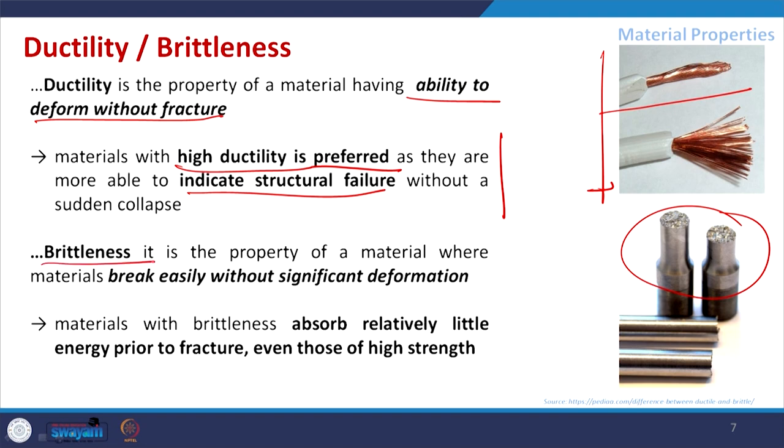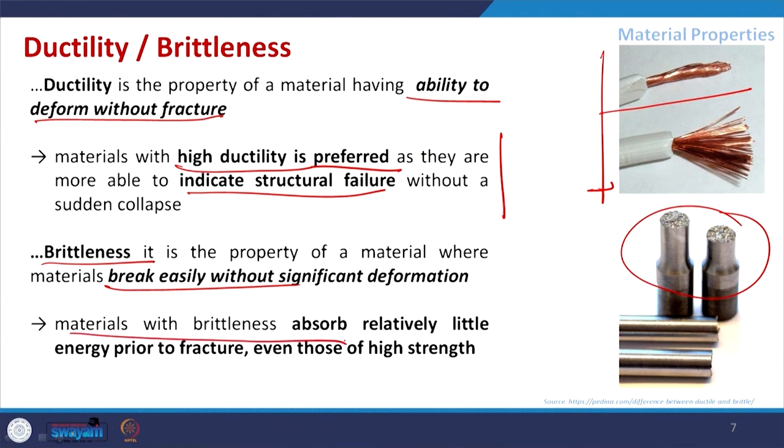On the other hand, brittleness is the property of a material which can break easily, okay, without significant deformation. You take a biscuit, you just give a pressure, it breaks. This is one example; definitely that will not be a structural material, but the materials with brittleness basically absorb relatively little energy prior to fracture, even those with high strength. So, even this material has high strength because of the high density, but the property is something like that, this brittleness.